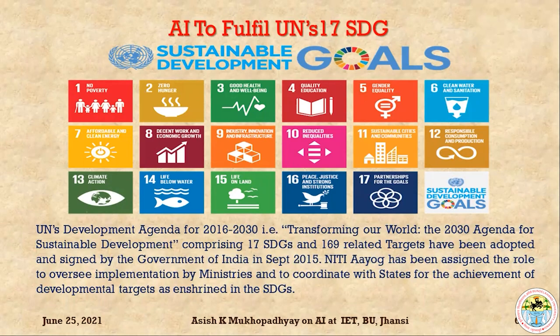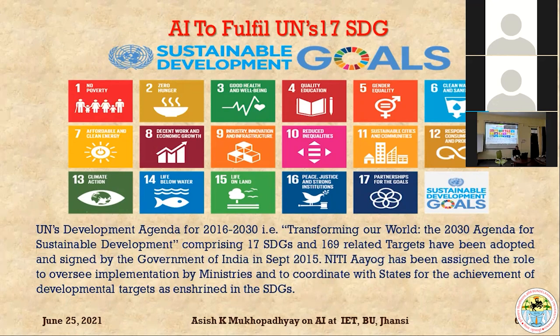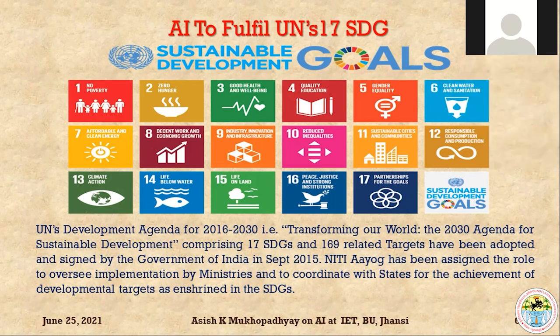decent work and economic growth, industry, innovation and infrastructure, reduced inequalities between the poor and the rich, sustainable cities and communities. Cities may remain cities. Then responsible consumption and production, climate action, life below water, which is there to protect those living in water, like fish. Life on land, peace, justice and strong institutions, and finally partnerships for the goals. This is the United Nations development agenda, and all countries, including India, have taken up projects to implement it by 2030.